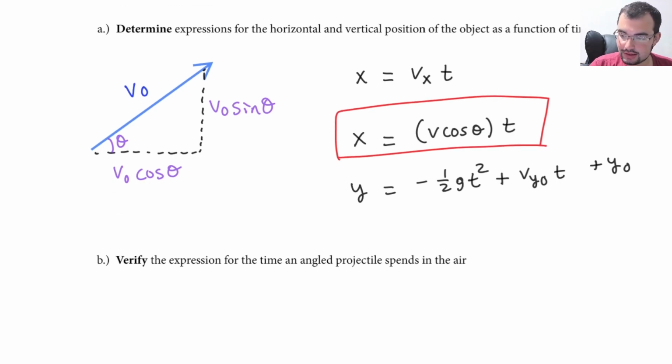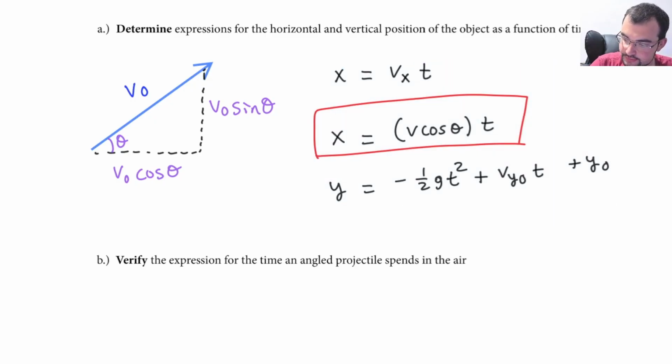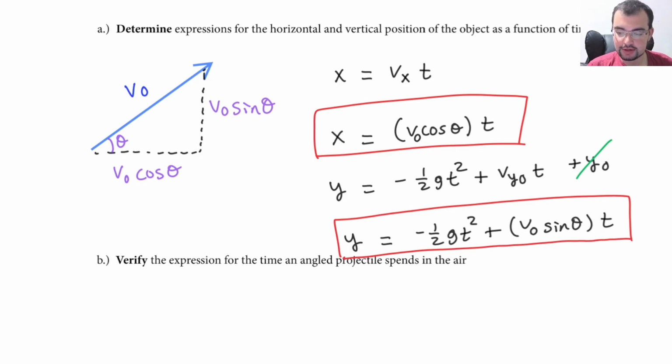And it is a ground-to-ground launch, so we can get rid of the initial height term, because we're starting from the ground. So y would be equal to negative 1/2 gt squared plus v0 sine theta times t. So that would be our expression for y. All we did is we replaced the initial velocity terms with their components. So notice v0 is actually gone. It's the components that we use.